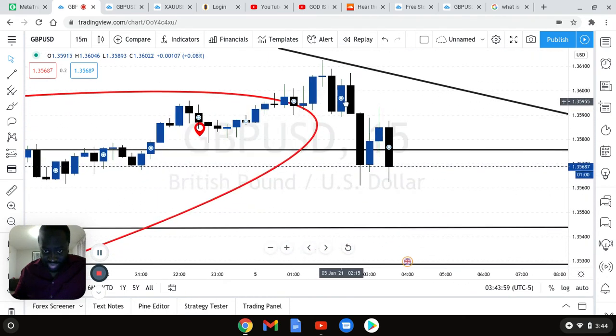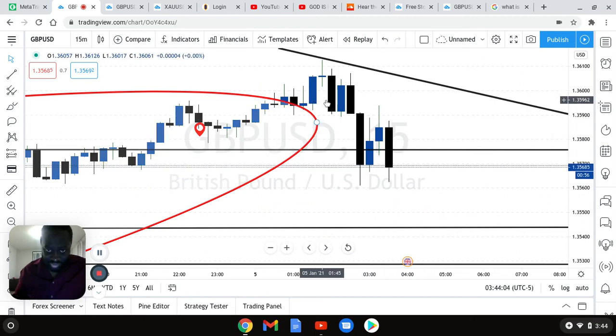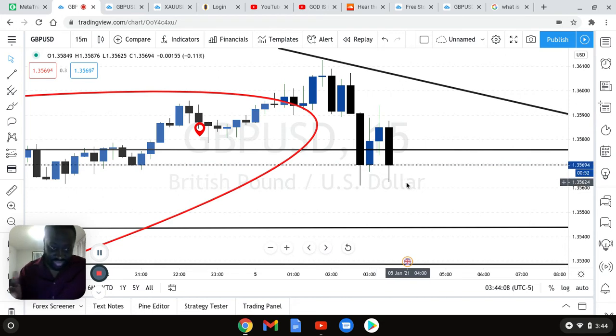As you guys can see, the bears are winning. You see that? So it's all selling from here. If you're a swing trader, you're going to be smiling all the way to the bank. You just got to watch out, tweak some stuff, move your stop loss to your take profit.